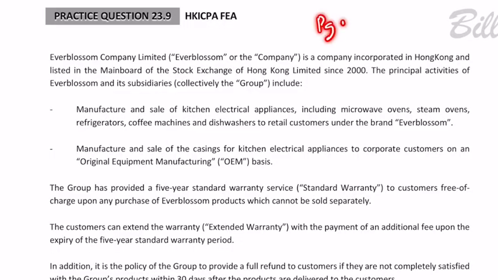Please refer to page 883. Question 23.9 is a FEA question to discuss the accounting for warranty under a sales contract. Study the question, understand the issue. We're going to discuss these questions shortly.